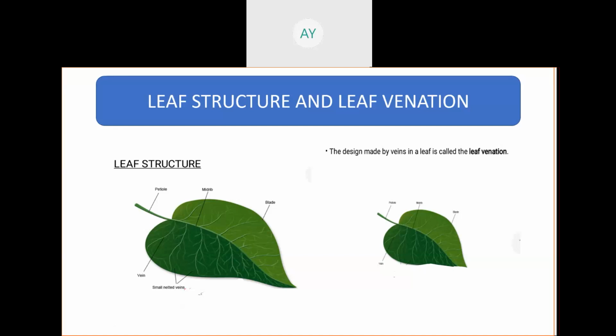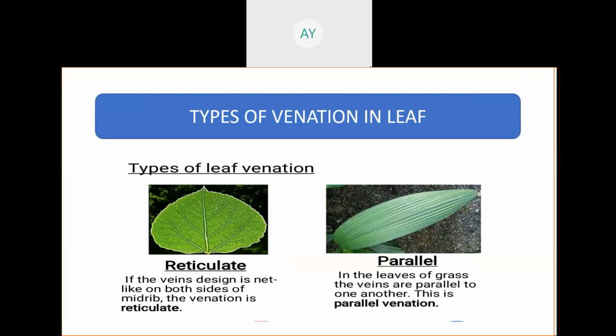Okay, so you will find the midrib at the center, and you will find the petiole, the stalk, and the blade, that is the area of the leaf. Then the arrangement of veins, just like a net-like structure, is known as reticulate venation. The arrangement of veins in the leaf is known as leaf venation. There are mainly two types of venation: one is reticulate venation, one is parallel venation.